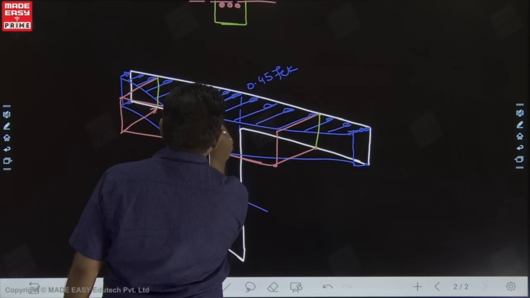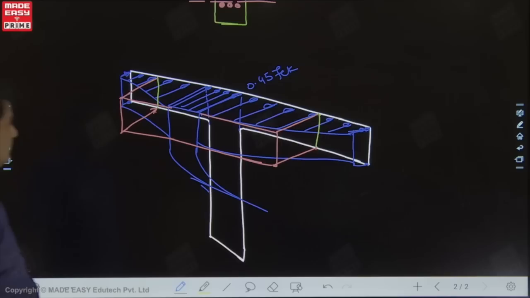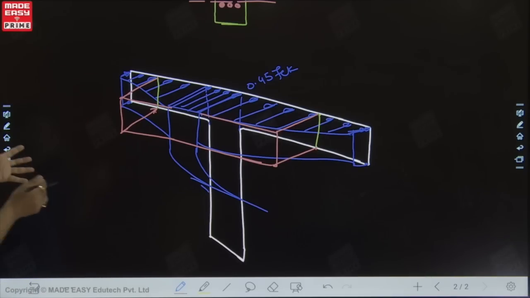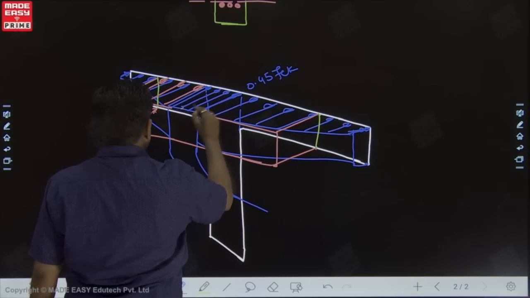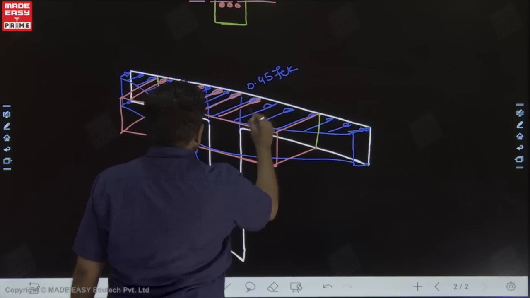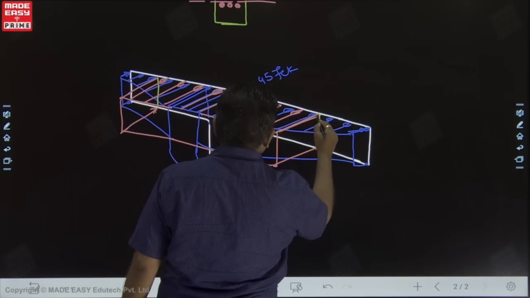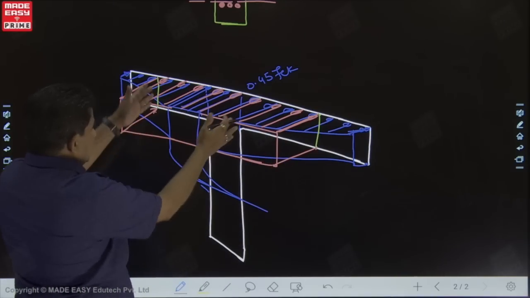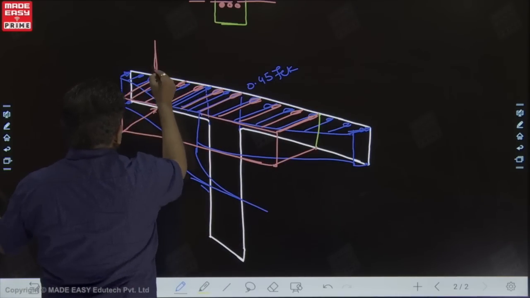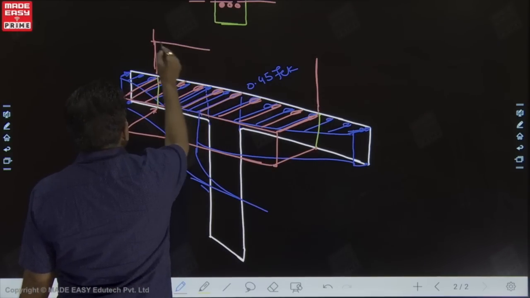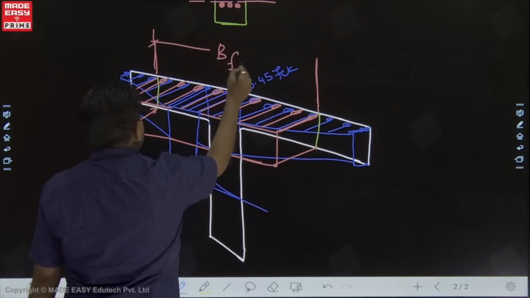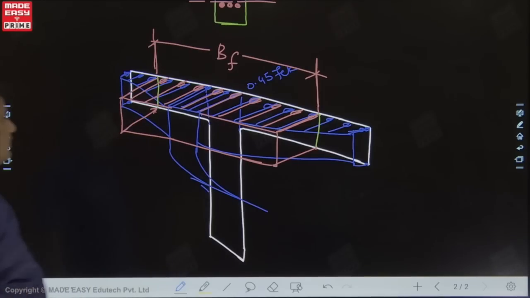Of a stress diagram, you can join it like this. So a box type of stress diagram will be considered, a constant value everywhere. For whatever portion of this width, we can consider a uniform stress diagram. That width is called BF.